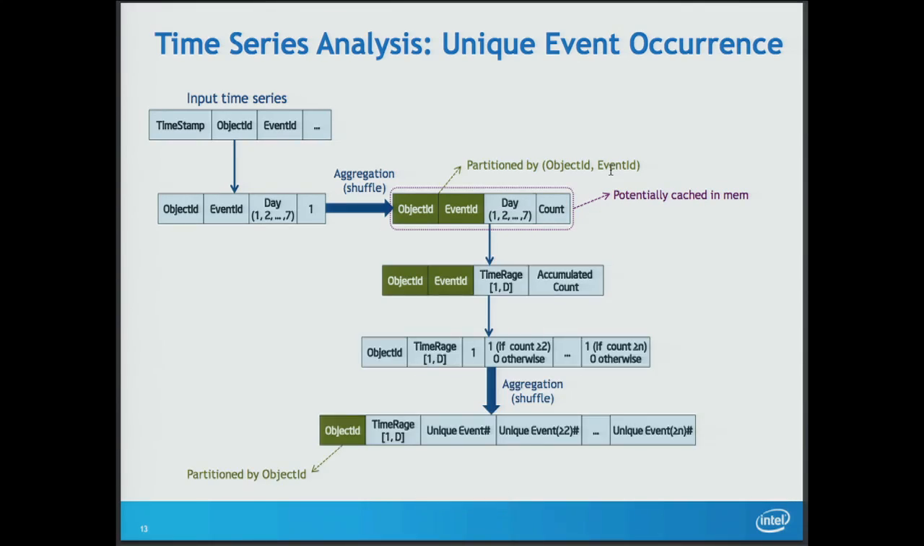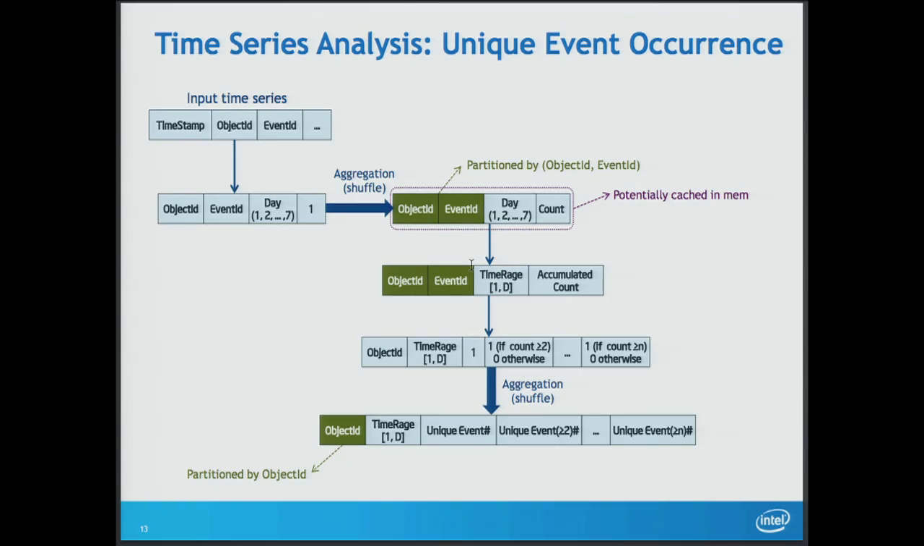So, for instance, to compute our output, the event occurrence for each time range, what we do first is aggregate the occurrences of that event across the time range. Because the data is partitioned by the object ID and the event ID, this is a local aggregation, with no network and no shuffle involved. So it's actually pretty fast.